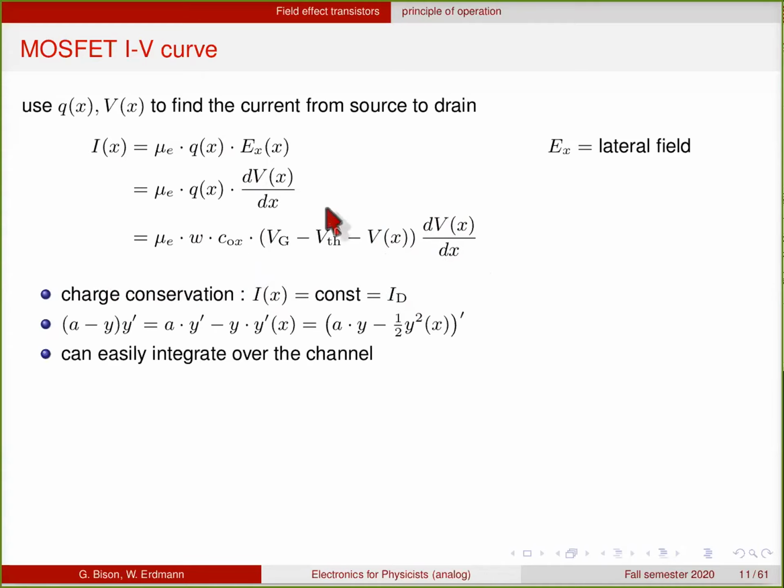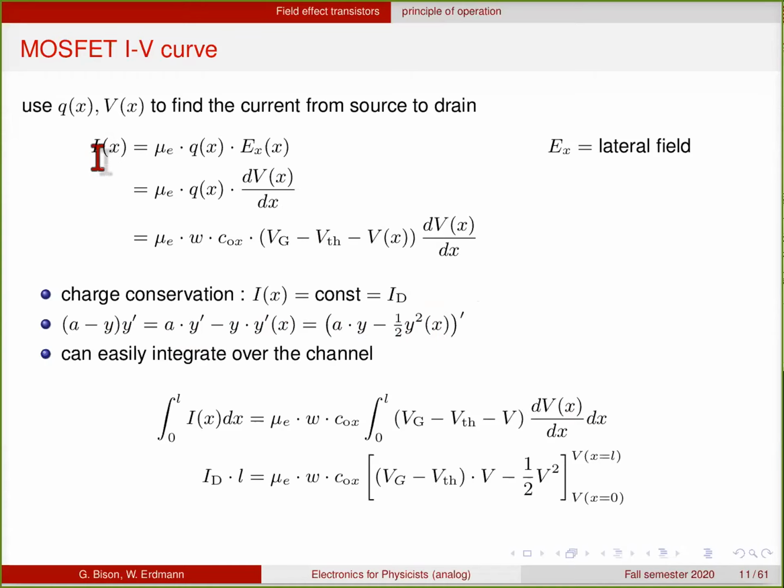Further, we note that an expression like this, if you take y for the voltage, is like (constant minus y) times y prime, where prime is the derivative, which we can write as a times y prime minus y times y prime. And this is then the derivative of a times y minus 1/2 y squared. Which means we can easily integrate this expression along the channel, which we do here. So the integral of I(x) times dx from 0 to L, so from the source to the drain, on the left-hand side, and on the right-hand side, this integral.